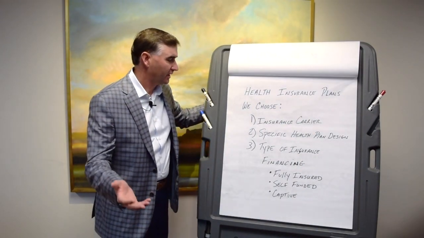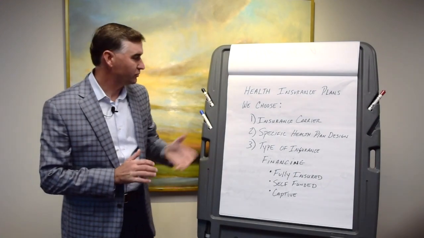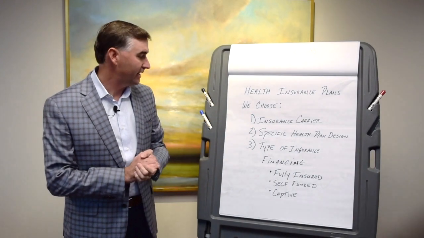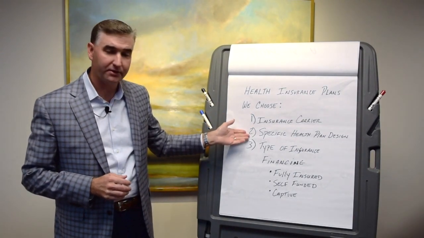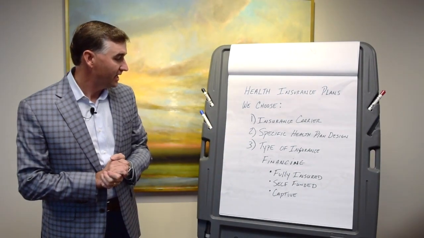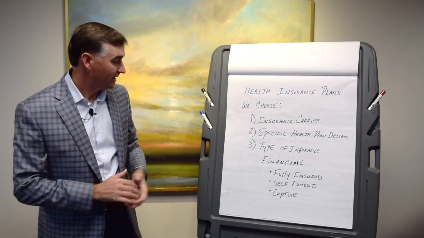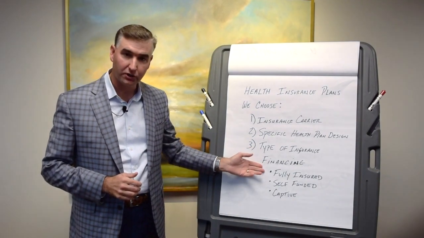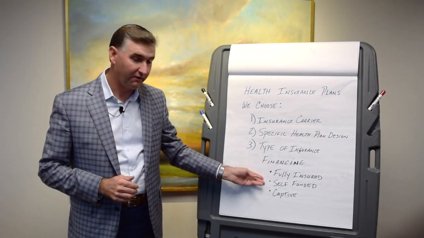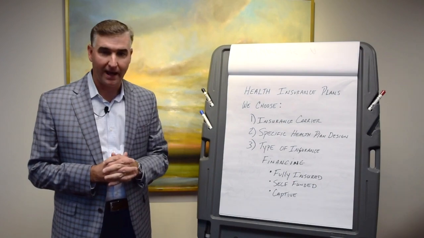Health insurance plans. We get to choose three things in our plans. We get to choose an insurance carrier and network. We get to choose a specific health insurance plan design for our business. And then we get to choose how we fund that. Typical funding methods are fully insured methods, self-funded methods, and medical captives.